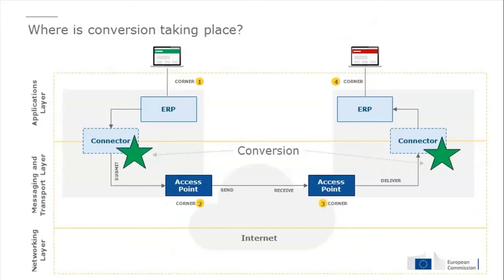So typically, the transformation takes place as shown in this depiction, a simple view of the four-corner model, where we have applications that connect through access points. To the left, corner one is creating an invoice and its access point is sending it to the receiver's access point, which connects to the receiver's ERP system. And typically, the transformation is taking place after the ERP system has created the invoice and before it's being sent.